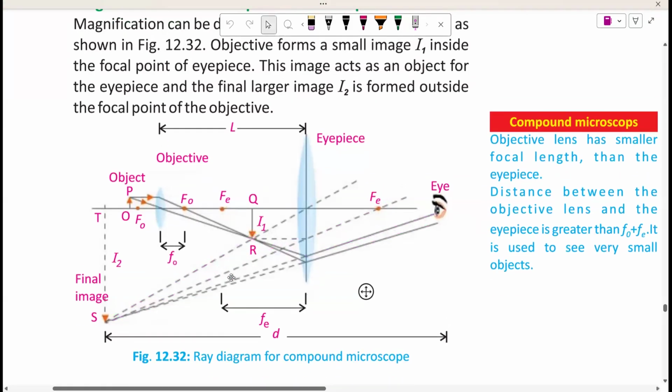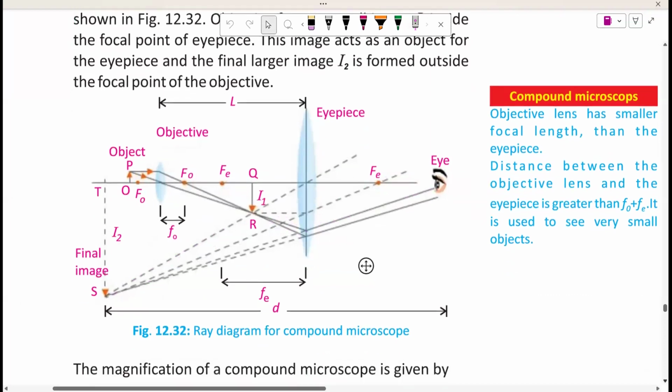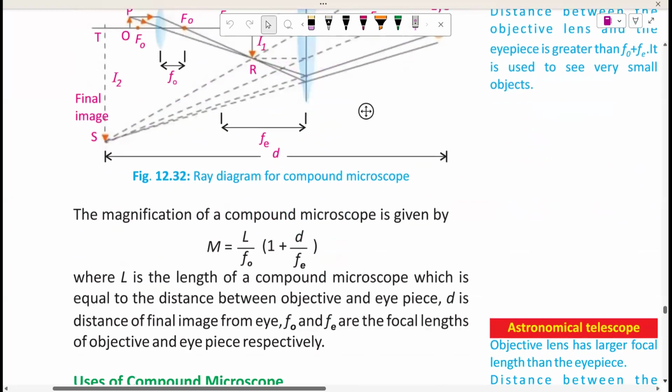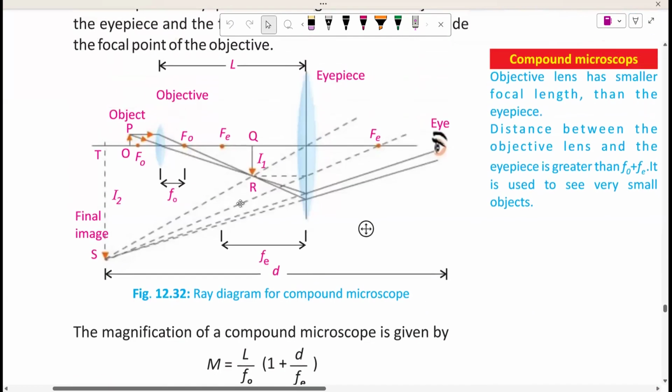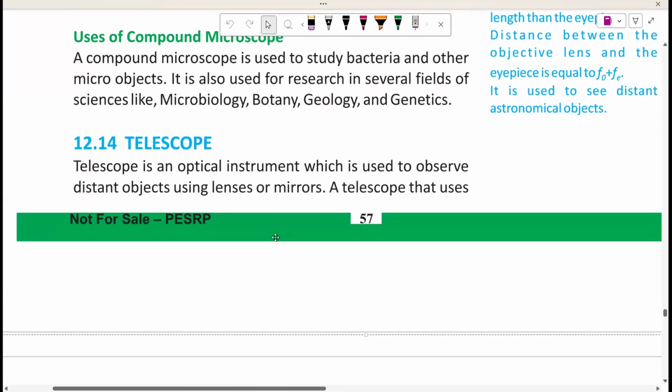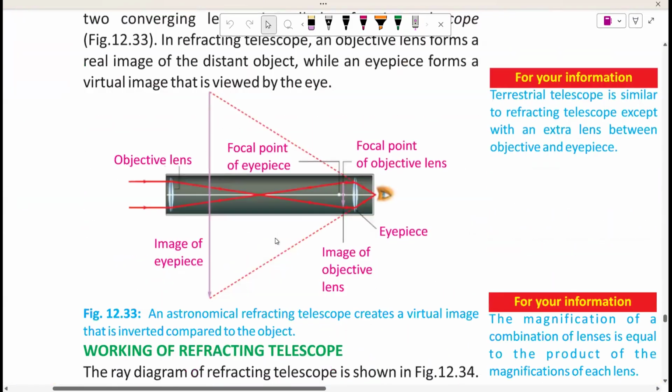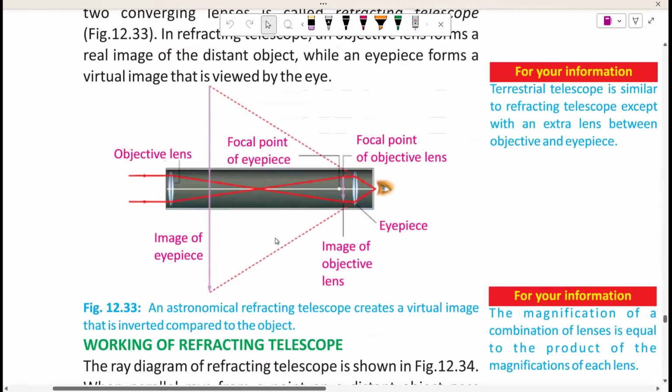So the formula that they use to find out the magnification formed by the compound microscope is L over F naught into 1 plus D over FE, where F naught, or F O, is the focal length of the objective lens. D is basically the distance from the eye to the final image formed, and L is the distance of the object from the eyepiece lens. If we know all the values, we could easily calculate the magnification of that particular image.